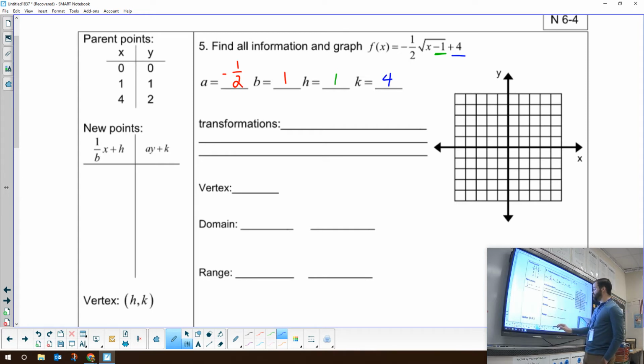So let's talk about some transformations. Let's start with my a. So my first transformation, since I have a negative in front, we're going to have a vertical reflection.